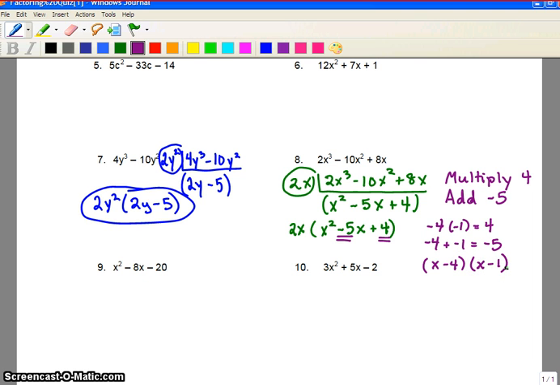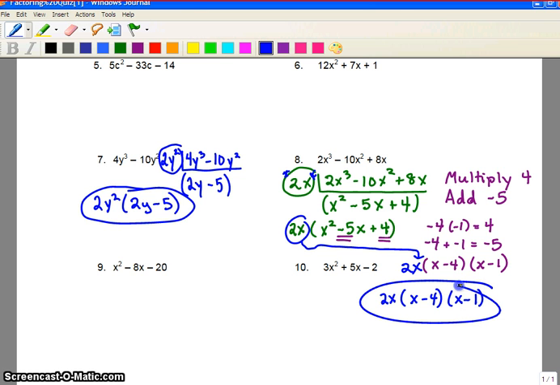But I can't stop there because I took out this 2x way at the beginning, right here. And I cannot forget to put that back on my final answer. So my final answer is a 2x times an x minus 4 times an x minus 1. And that, my friends, is factoring.